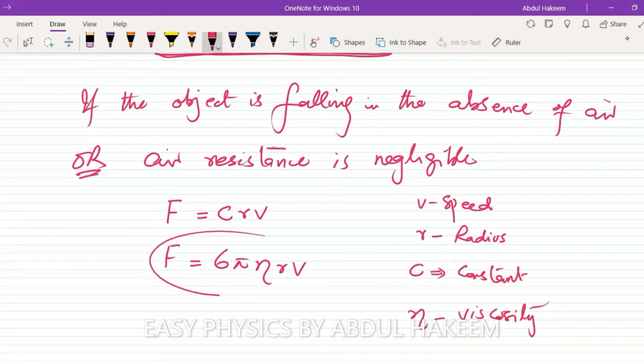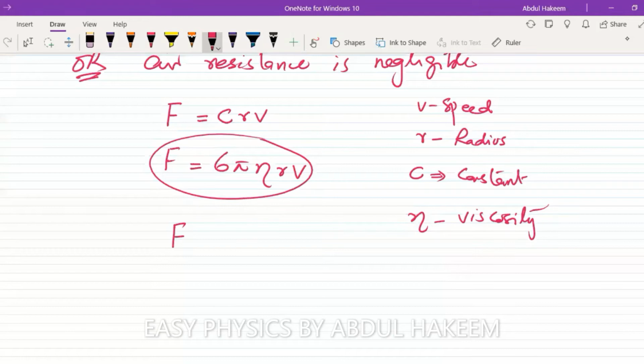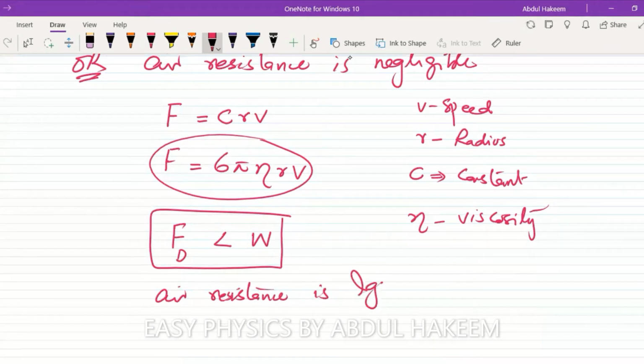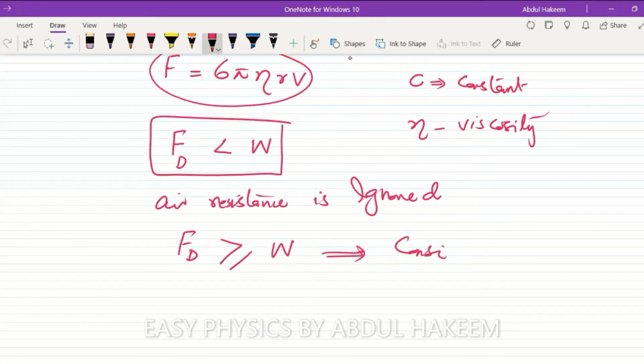If this force, the drag force, meaning the air resistance force F, is smaller than the weight of the falling object, then air resistance is ignored. But if the drag force of the air, the resistance force of the air, is greater than or equal to the weight of the falling object, then we have to consider it.